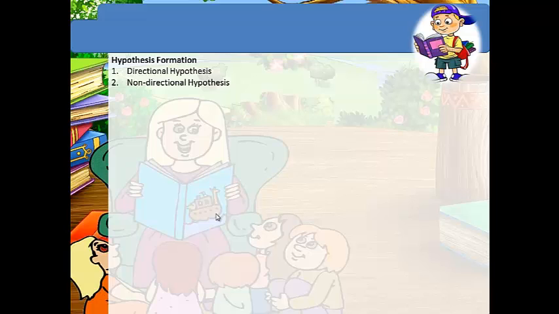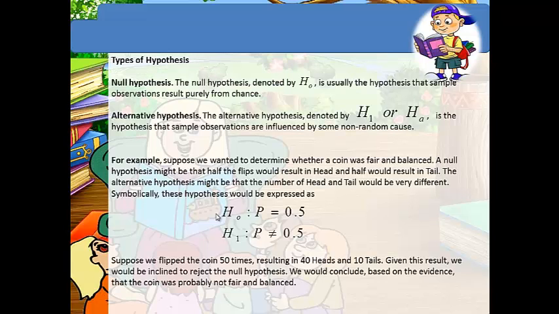So again, a directional hypothesis predicts the outcome in a particular direction, whereas the non-directional hypothesis simply states that there will be difference between the two groups of variables. Now there are two types of a hypothesis: the null hypothesis and the alternative hypothesis.